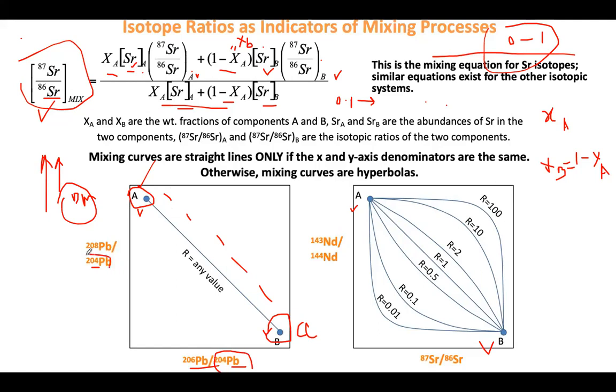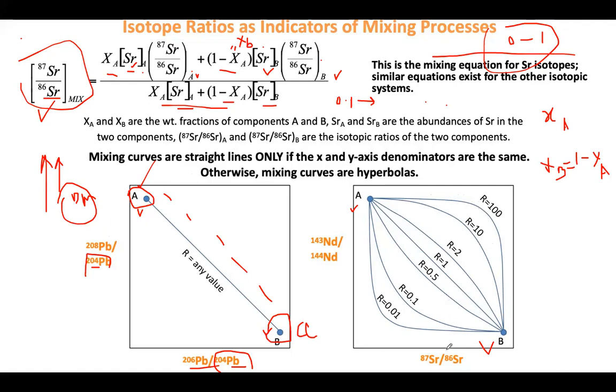Denominator is 204, numerator is different. So this means essentially, you must get a straight line. Okay, you must get a straight line. Otherwise, you should get a parabola. Okay, hyperbola or parabola or whatever, right?